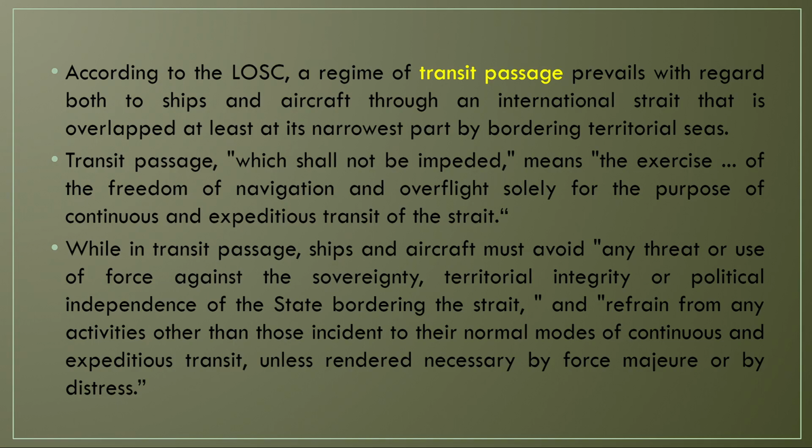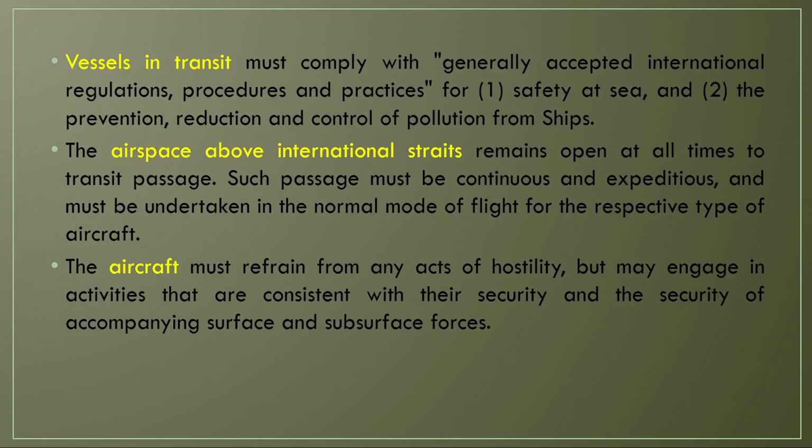While in transit passage, ships and aircraft must avoid any threat or use of force against the sovereignty, territorial integrity, or political independence of the state bordering the strait, and refrain from any activities other than those incidental to their normal modes of continuous and expeditious transit unless rendered necessary by force majeure or by distress. So in that strait region, any other kind of ship or aircraft can go through, but it should be for peaceful purposes. It should not threaten the interest or the sovereignty of the bordering country.